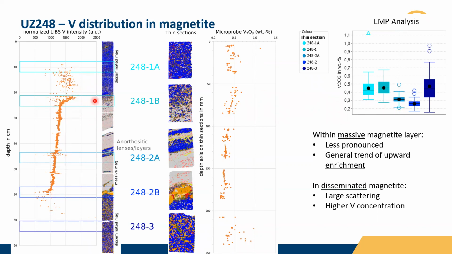And you can see in the massive magnetite layer, the trend is less pronounced. And what is astonishing, there's a general trend of upward enrichment, which is contradictory to the overall trend in the upper zone. And in the disseminated magnetite, we can see there is a large scattering, and there is also a clear higher vanadium concentration compared to the massive magnetite.